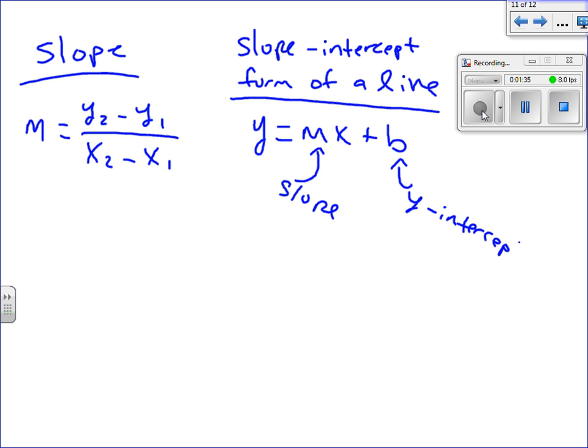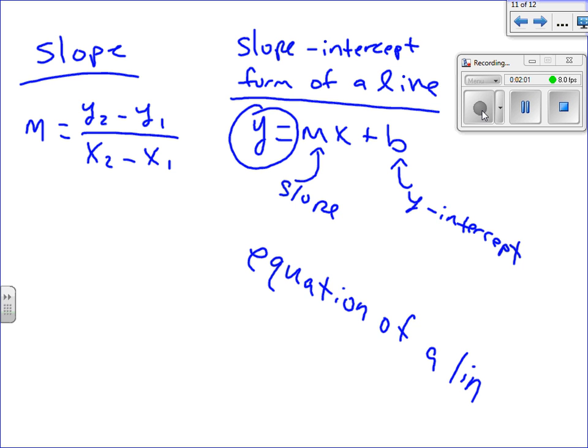So once it's in this form, all you have to do is look at it, and the number in front of the x is your slope. Be careful if it's positive or negative, and the other number is your y-intercept, also being careful if it's positive or negative. But you have to have it in this form where the y is by itself and it says y equals. So this is also known as the equation of a line. So if you see those words written down, the equation of a line or the slope-intercept form of a line, this is what they're talking about.